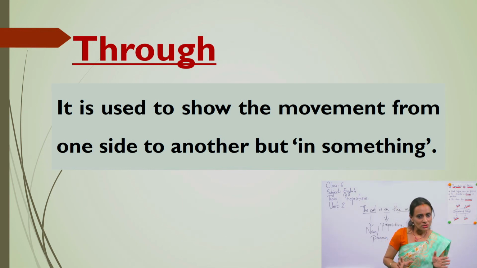Now there is another word, through, in the prepositions of motion. It also shows the movable condition. It is used to show the movement from one side to another, but there should be something, inside something.